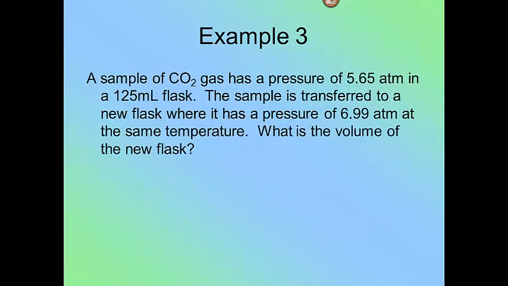Example number 3. A sample of CO2 gas has a pressure of 5.65 atmospheres and 125 milliliters. The sample is transferred to a new flask where it has a pressure of 6.99 atmospheres at the same temperature. That's going to be important. Let's remember this statement right here. What is the volume of the new flask? So I plug it in. Again, I list off what I know.